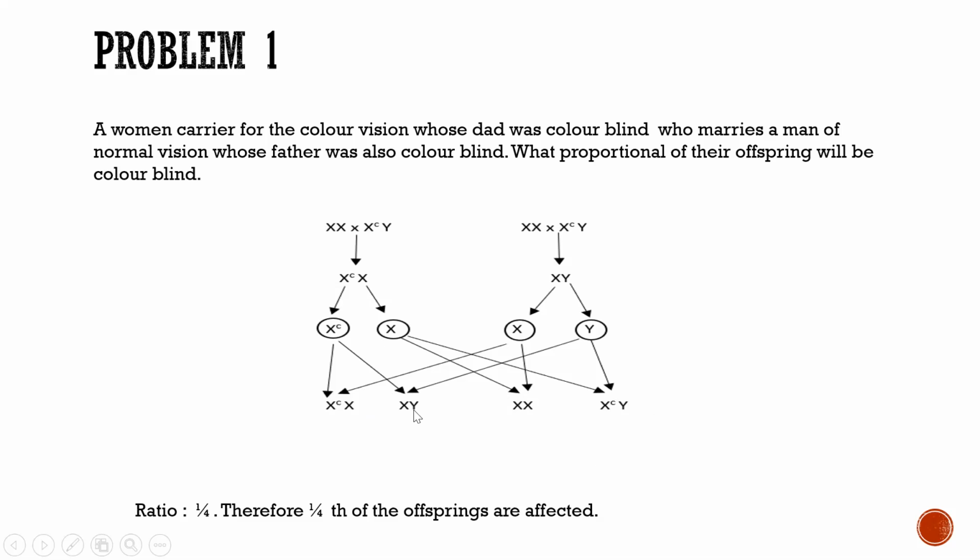because this male is normal, this female is normal, and this female is a carrier. She is not affected. And the question is, what proportion of the offsprings will be colorblind? So the ratio is 1/4. One fourth of the offsprings will be affected.